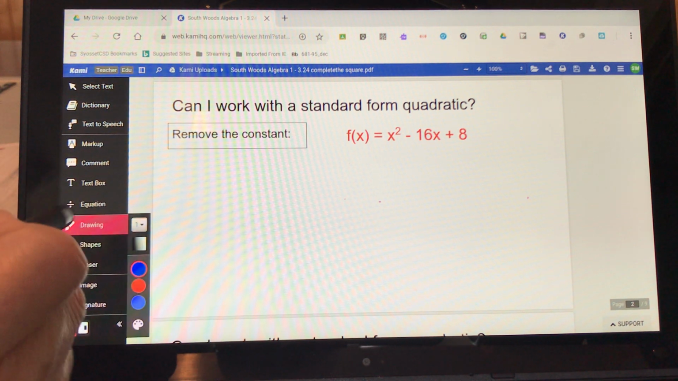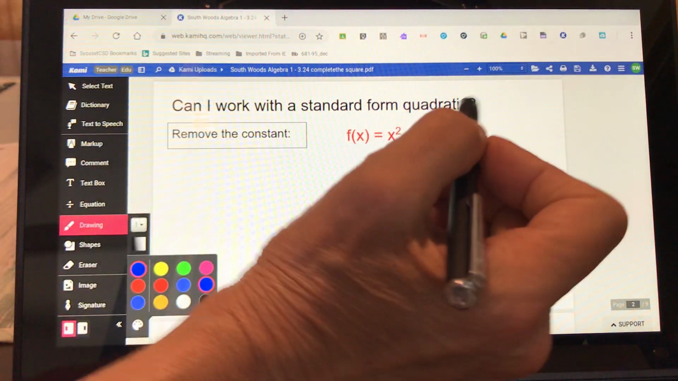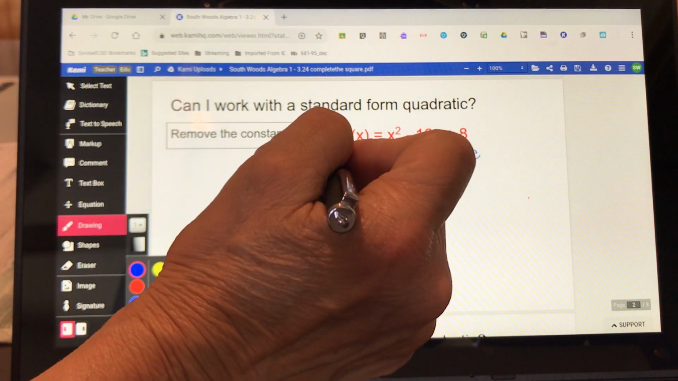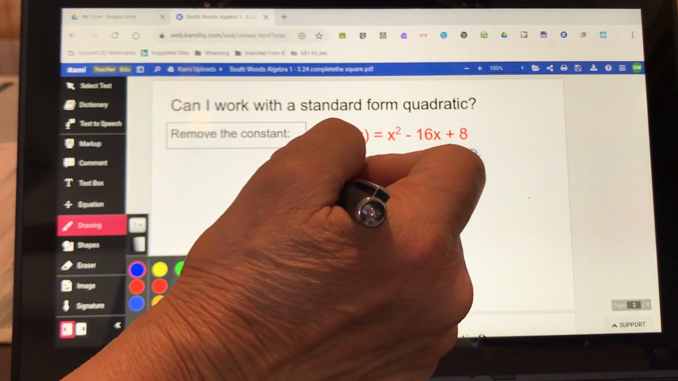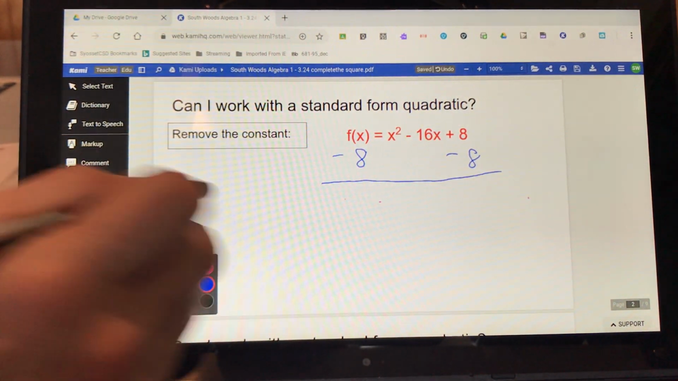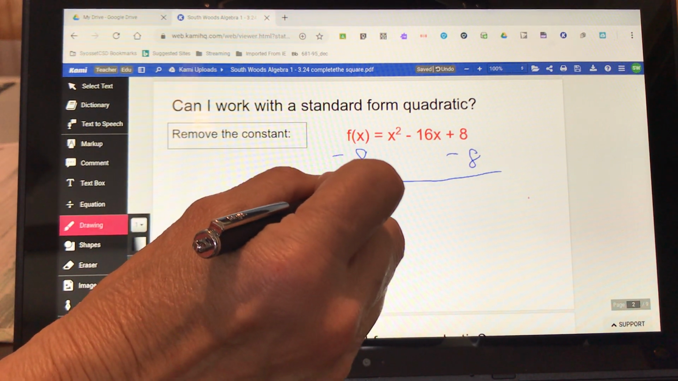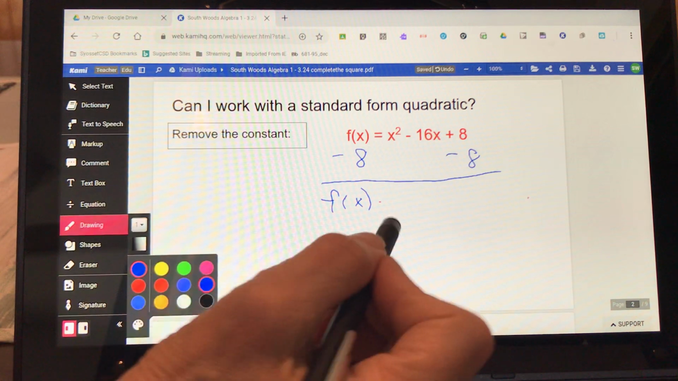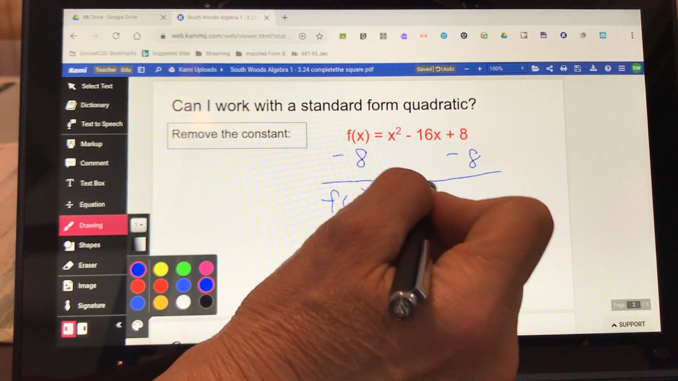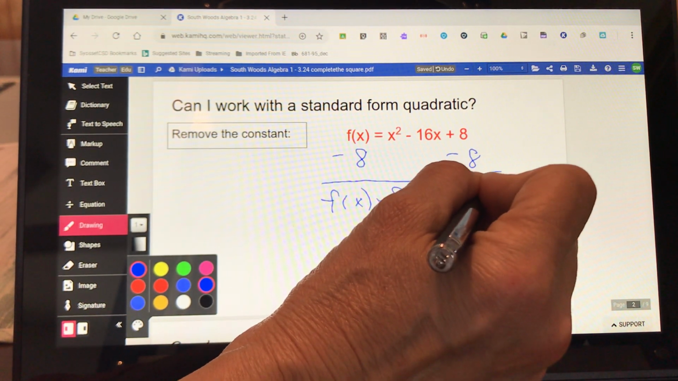First order of business, I need to remove the constant because it's not the perfect square that we need. It certainly doesn't work well with the middle term. As you recall, you need a perfect square for your perfect square trinomial, and you need one that works with the middle term. So if I subtract 8 from both sides, the subtraction property of equality, I'll have f of x minus 8 equals x squared minus 16x.